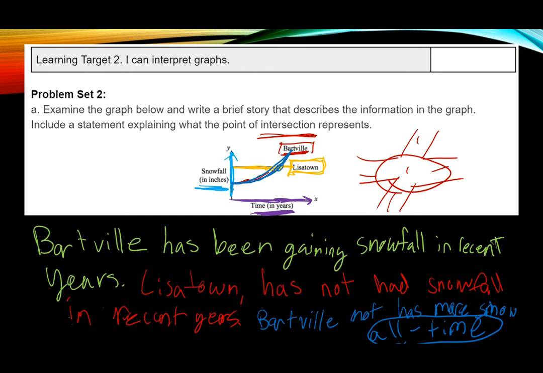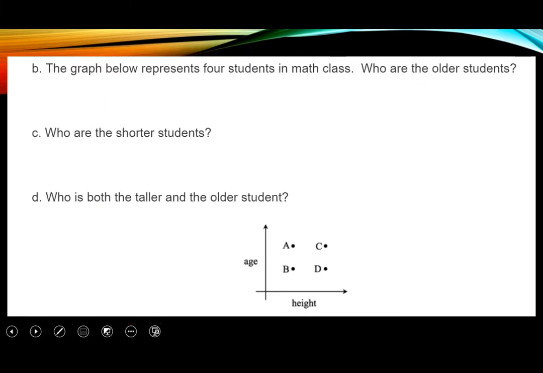All right, so that point of intersection is like when Bartville took over as the leader and he's like, eat my shorts, man. Makes sense if you watch The Simpsons, doesn't if you don't.